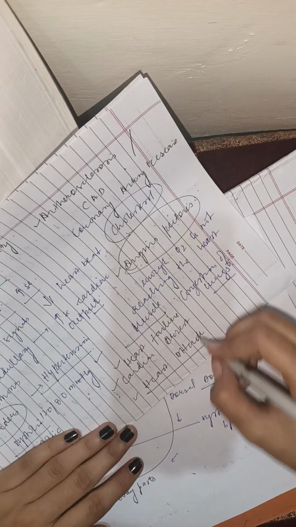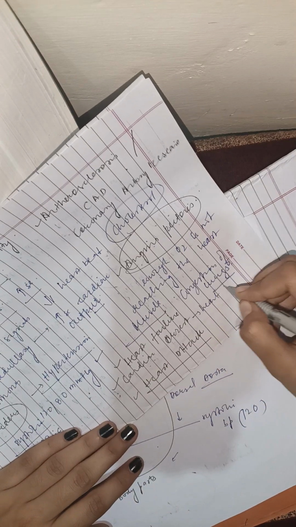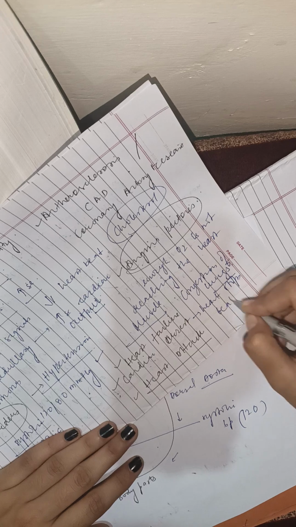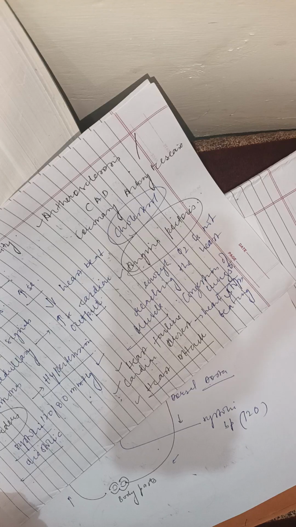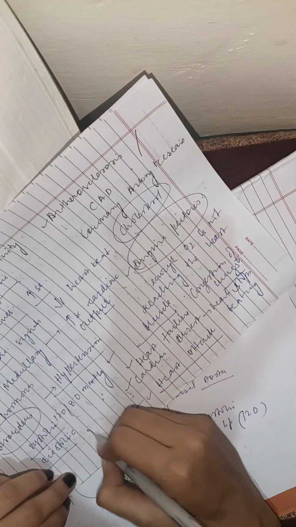Cardiac arrest is a state when the heart stops beating. Heart attack occurs when the heart muscle is suddenly damaged by an inadequate blood supply.